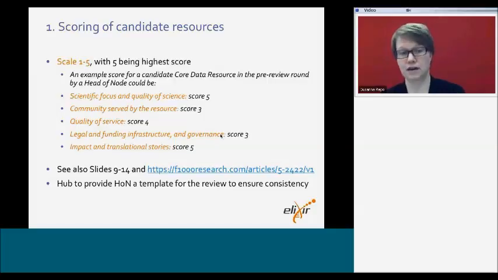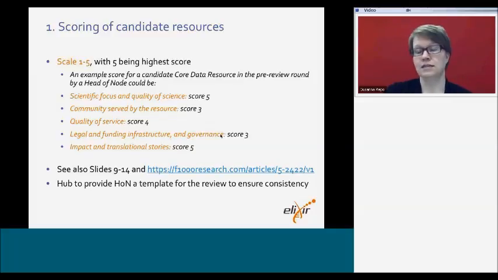I've put here a note to see again the slides that Christine just presented, and of course the publication on the F1000 Research channel, which very much describes what each of these indicator categories really mean. And we will then provide a template for the heads of nodes to do this review, so that it will be more consistent and also that the data can be more easily gathered.